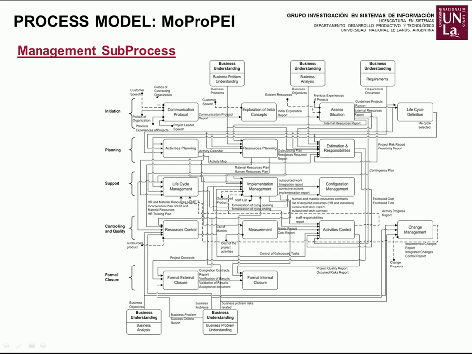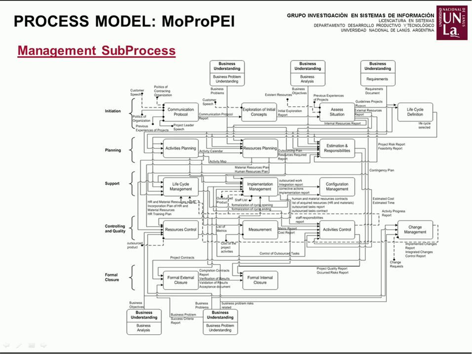Estimation and responsibilities, where the time and cost of the project and the scope and obligation of the parties are determined. The support, composed of 3 activities: life cycle management, whose objectives are to formalize the scope of each project iteration and to establish the reached achievements, readjusting the scope of the next iteration if necessary.